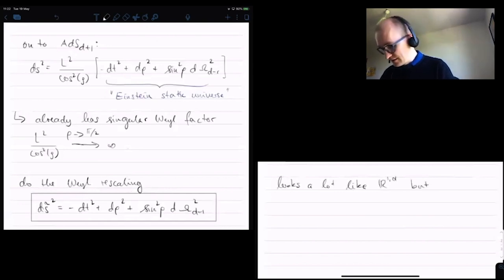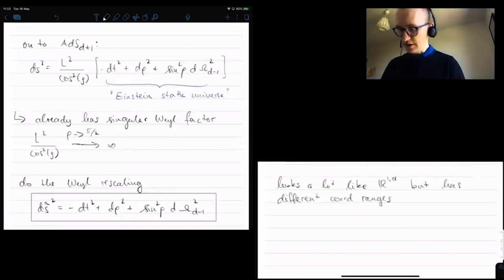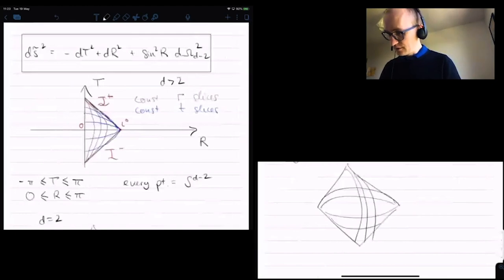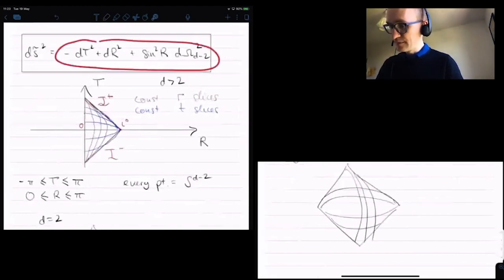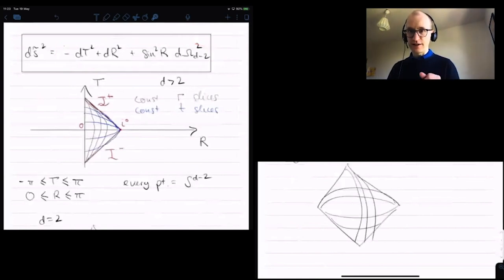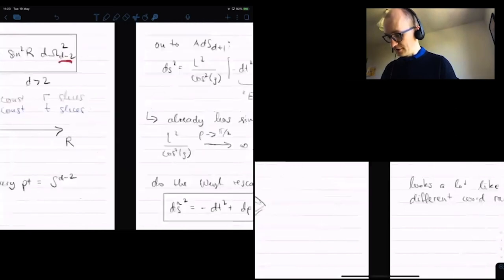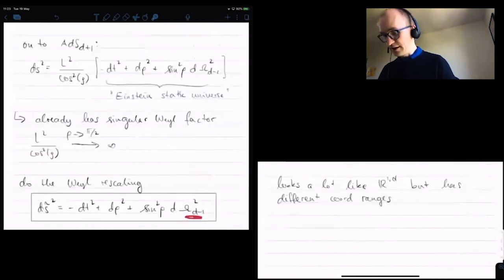But it has different coordinate ranges. Okay, what do I mean by that? Look, it's basically this metric here, right? Of course, I've changed the dimensions slightly by 1. So this d-2 sphere here is a d-1 sphere there, but the structure of the metric is exactly the same.